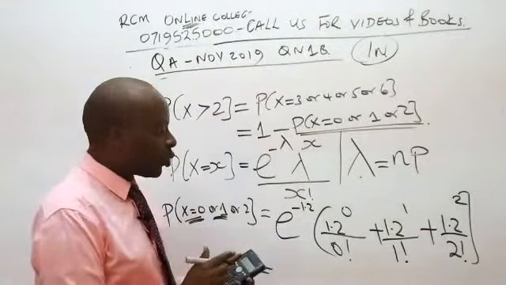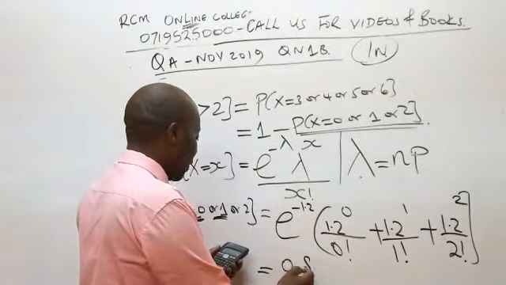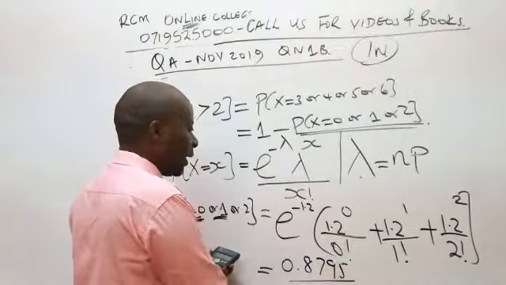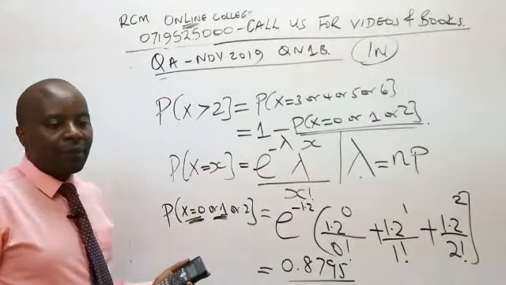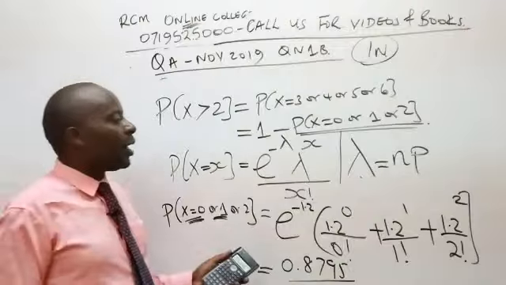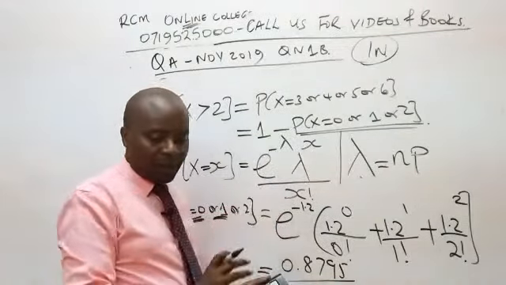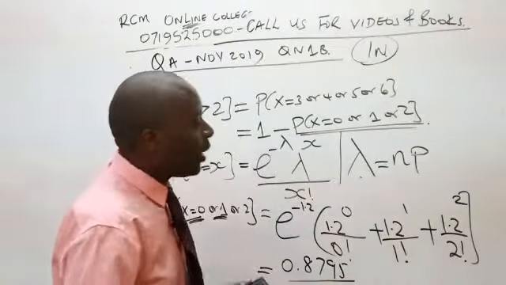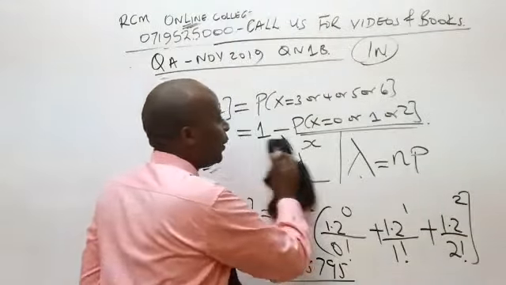So when you say equals, what are you able to get here? I'm getting 0.8795, like that. But please, once you get this figure, remember what these people want us to get.